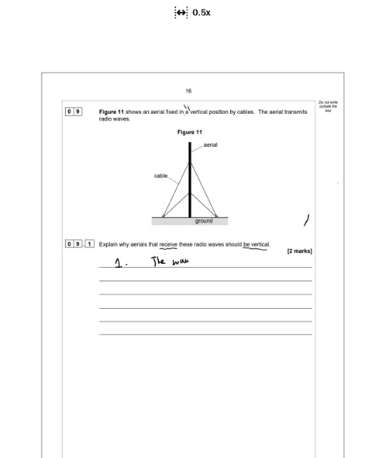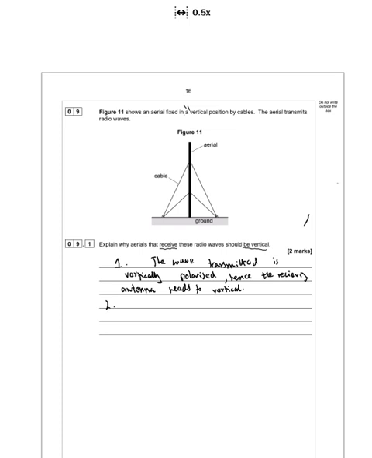The wave transmitted is vertically polarized, hence the receiving antenna needs to be vertical.